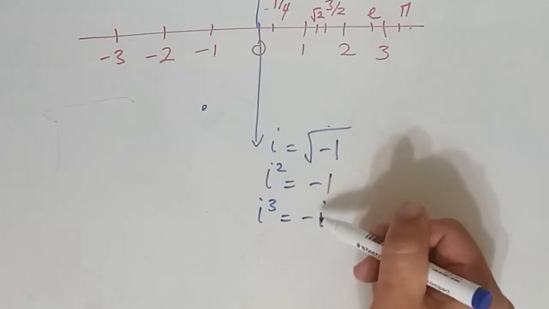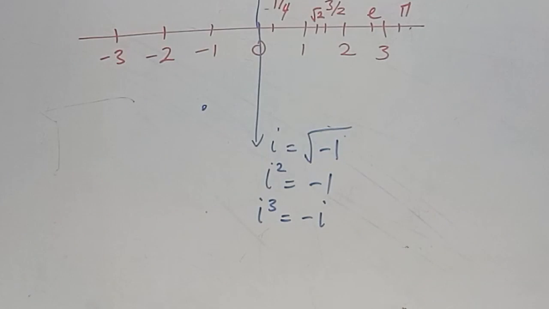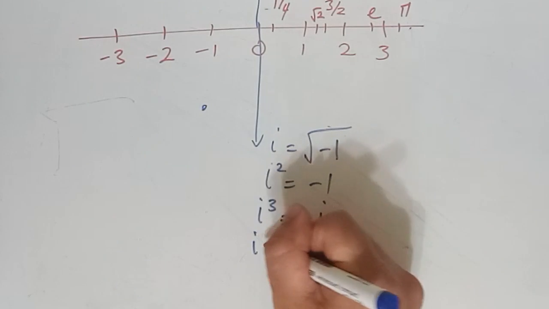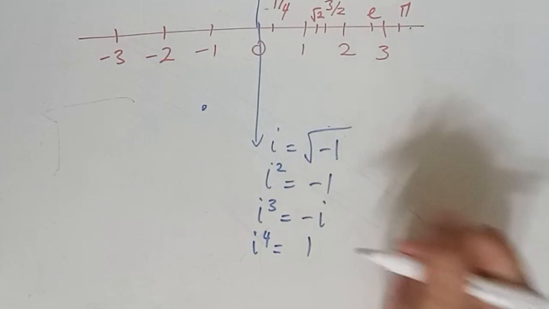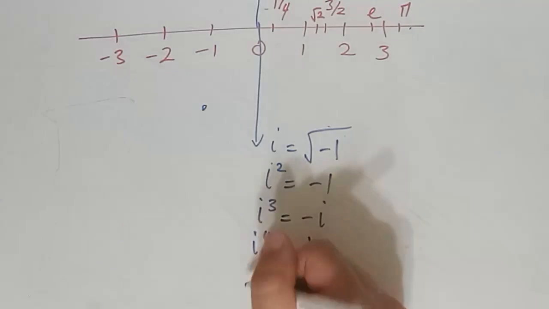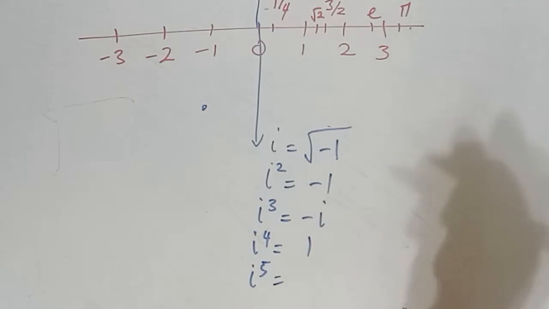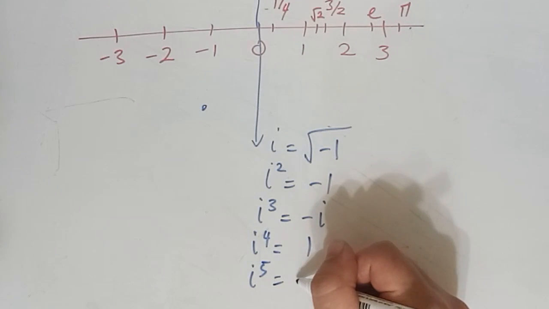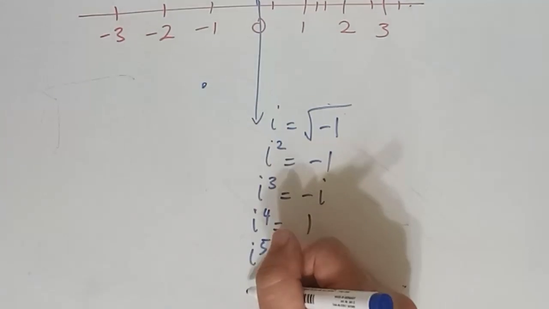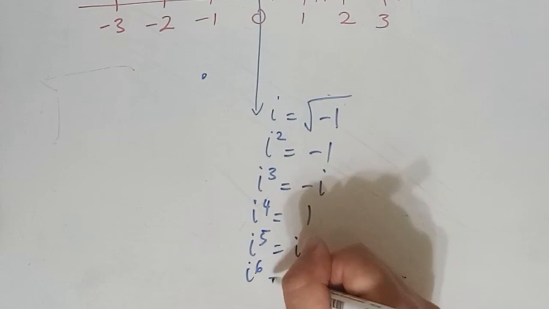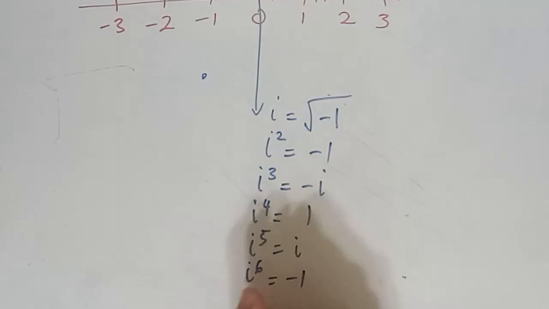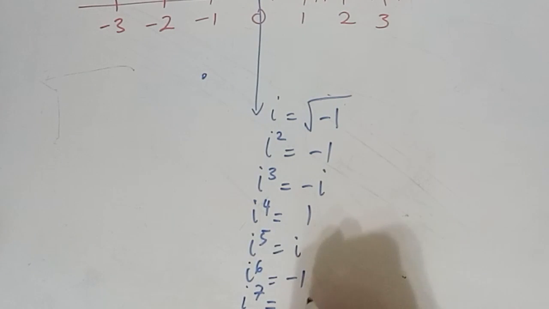i cubed is -i because you get -1 times square root of -1. i to the 4 is +1. And then it loops around, so we can keep going: i to the 5, that's, what are we up to? We're up to i, yes. Same as i. i to the 6 is -1. i to the 7 keeps going in this continue.